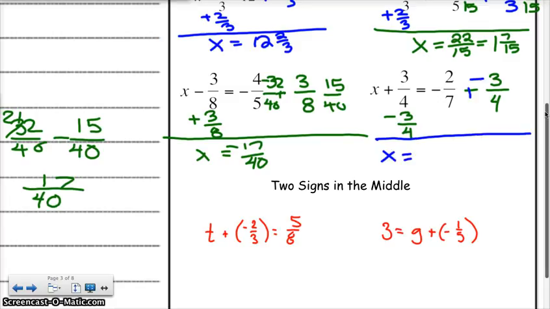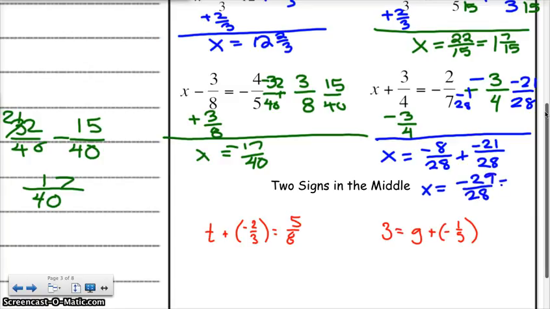I'm going to go ahead and plus a negative there. So it's negative plus another negative, so it's going more negative. 28 is the common denominator. So it looks like negative 8 over 28 plus a negative 21 over 28. X equals negative 29 over 28, negative 1 and 1/28.